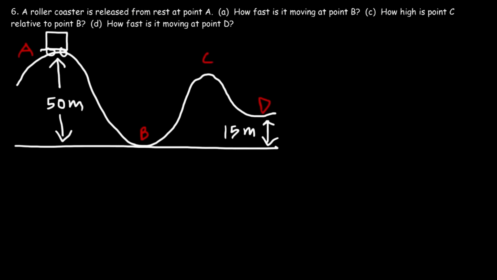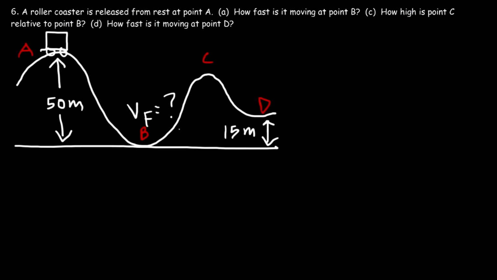Consider this problem. So we have a roller coaster that's released from rest at point A. How fast is it moving at point B? So how can we find the speed at point B? We need to use conservation of energy.